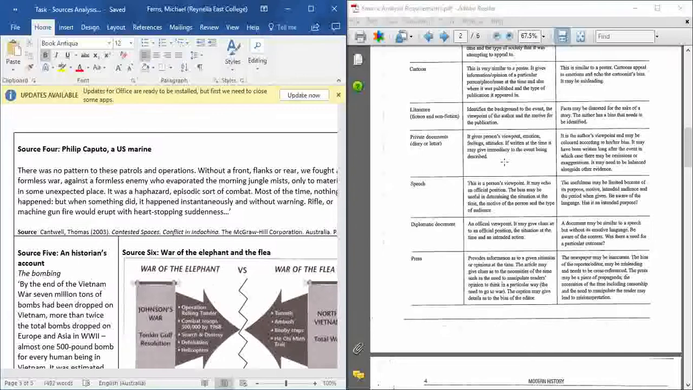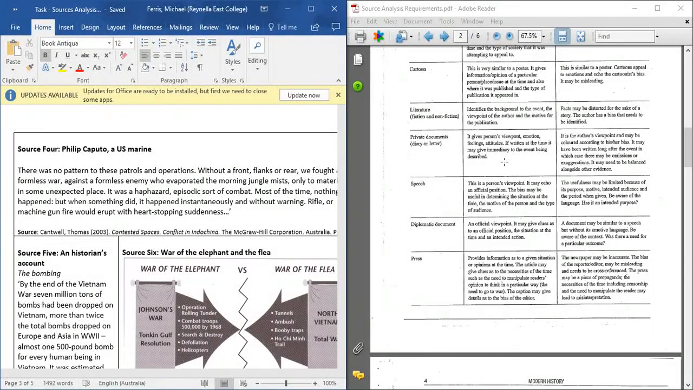So it gives a person's viewpoint, emotion, feelings, or attitudes. If it's written at the time, then it gives a sense of immediacy to the event. So what that means is that this person was there at the time and writing things as it was happening. So there's not really the possibility of people forgetting the events if they've talked about them right when it happened. Generally, we can find that those things could be seen to be quite reliable.